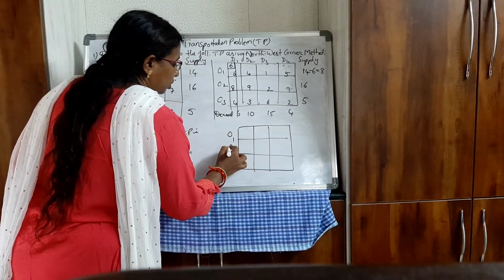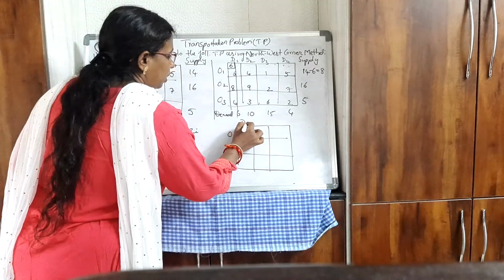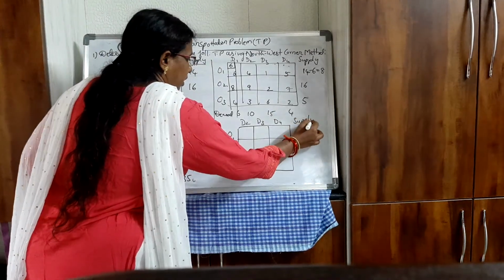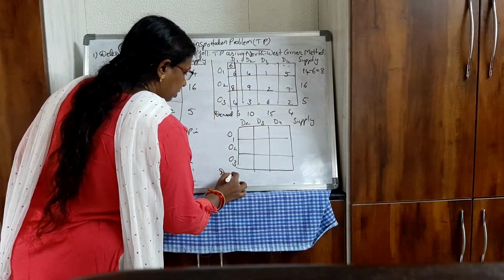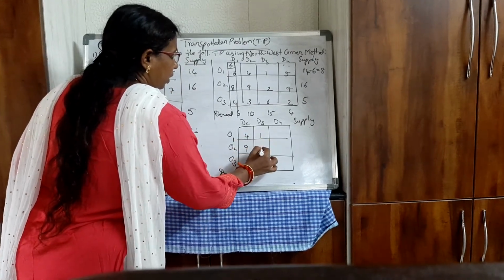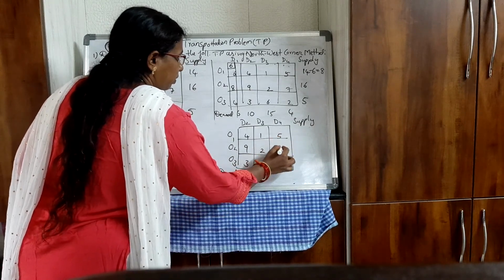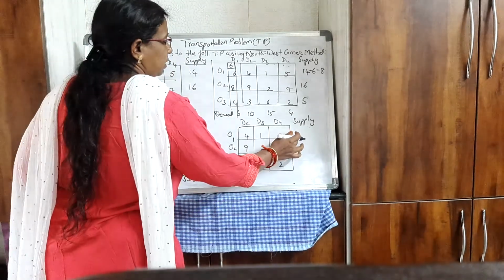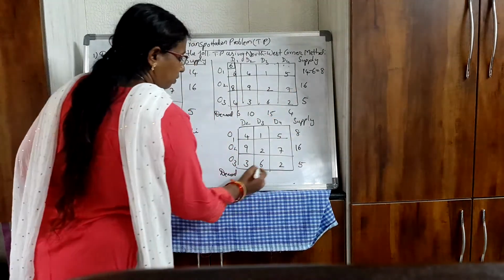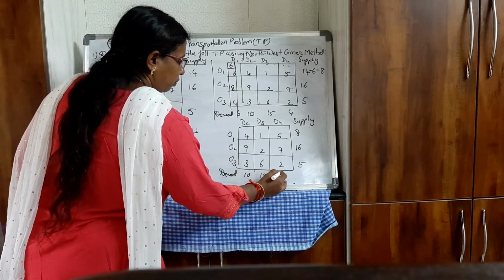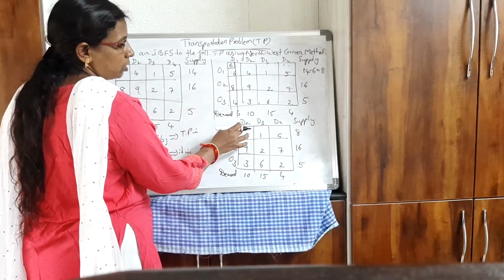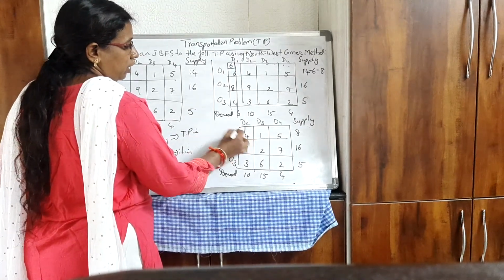So here O1, O2, O3, here D2, D3, D4. This is supply and here it is demand. So this is 4, 9, 3, 1, 2, 6, 5, 7, 2. So how much supply is left in the first origin? 8. Here it is 16, here it is 5, here it is 10, 15, 4. Again go to the corner element. This is the corner element because this is the northwest corner. So I'll make an allocation here.